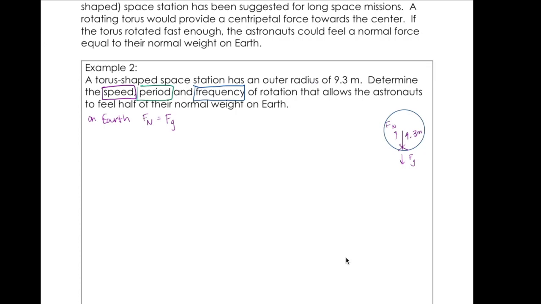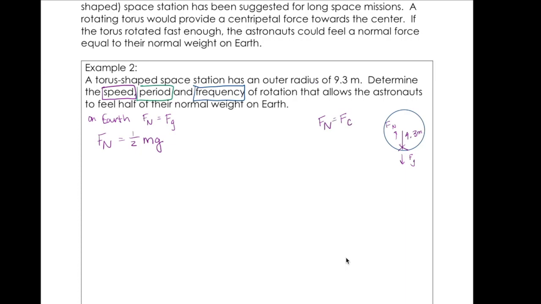So if we wanted to make it so that the astronauts feel half their normal weight that they would on Earth, we would need to find that F of n would equal half the gravitational pull. So mass times the gravitational constant. Okay. So for this, our F of n and F of c are equal.